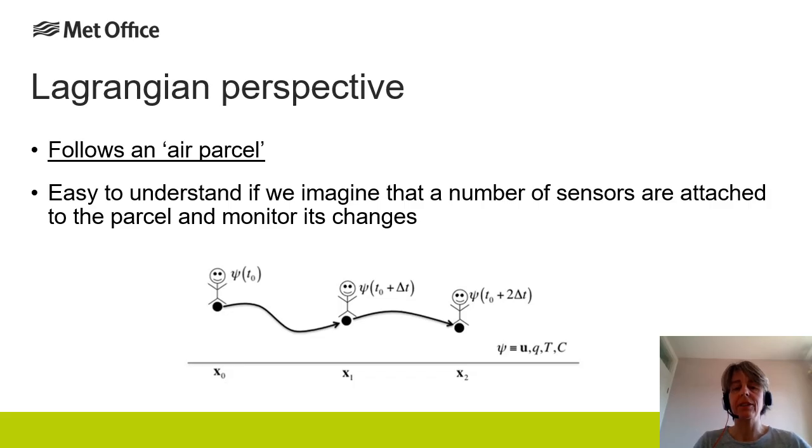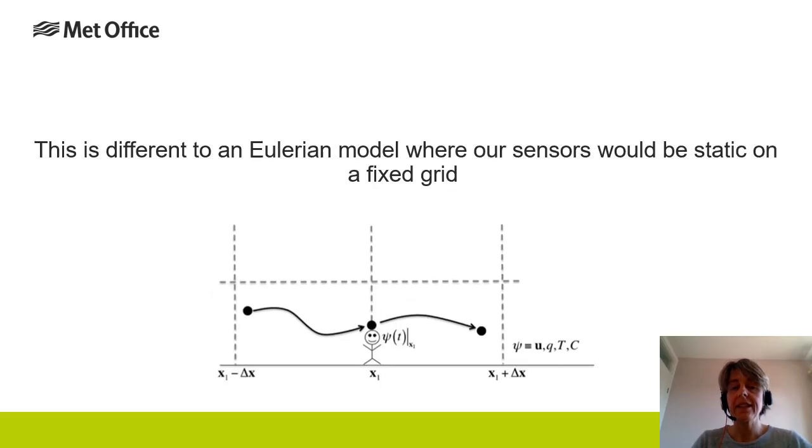Each air parcel also carries a specific amount of the material that's being modelled, and we can also track how this mass of the material changes over time. This is different to a Eulerian model where the meteorological variables and the concentration of the material being modelled is represented and held on a fixed grid.